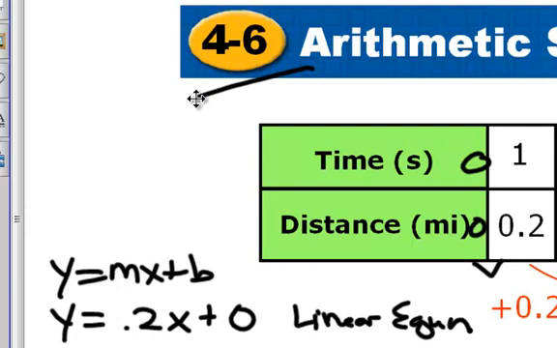Now, you can actually write that, just so you know, using any number. If I use the first term as my b, I would do y equals 0.2 times x minus 1, because I'm using my first term, plus 0.2, which is the first answer. Let's do another. If I use my second term, I would do y equals 0.2 times x minus 2 plus 0.4. I could do this using my third term. Y equals 0.2 times x minus 3 plus 0.6.